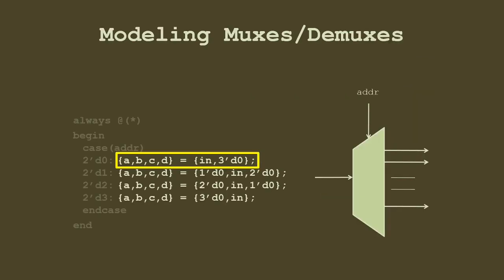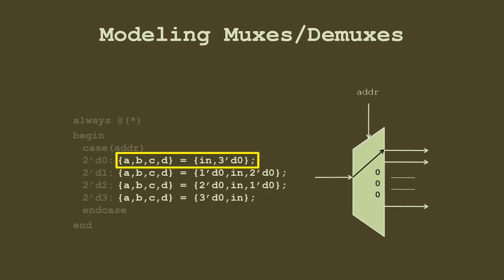Now if we look at the logic I have written here, what I'm saying is that this input is in, and A, B, C, and D are the outputs. So assign A, B, C, D in such a way that we have in first, and then 3 zeros. That means in will be connected to A, and 3 zeros will be connected to B, C, and D. It is important to connect zeros to the rest of the outputs as well, because that's what will happen if we want to make a demux.